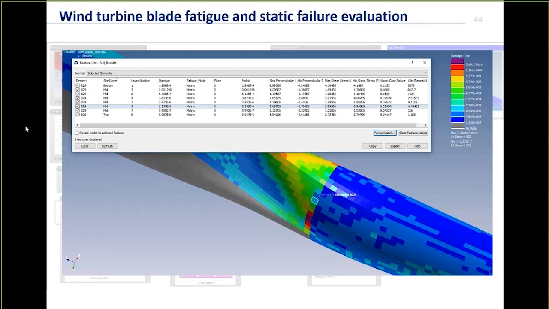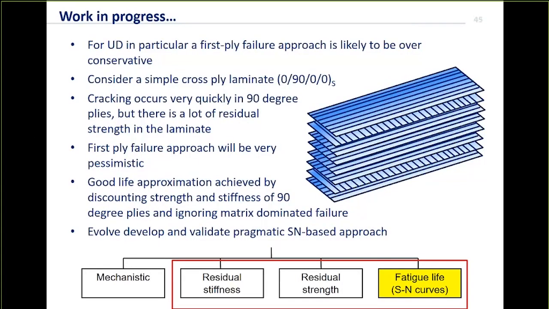So we're still working on this and we're developing it in conjunction with a few key customers who are helping us with feedback and suggestions. We're planning to release this as a beta feature for the composite module sometime during 2019. Okay, so we've still got a bit of work to do to refine this approach.